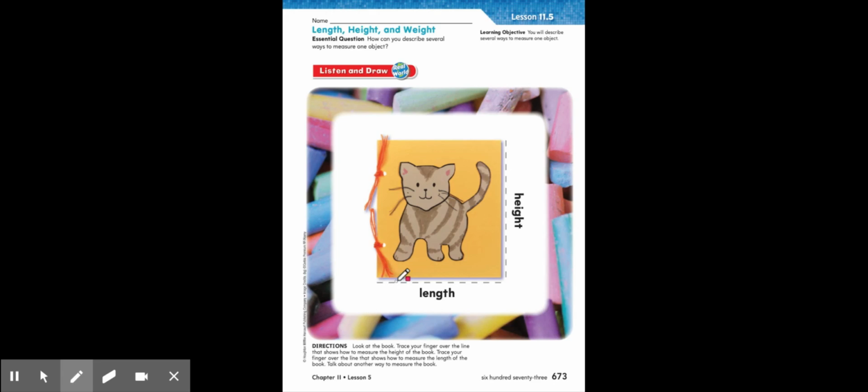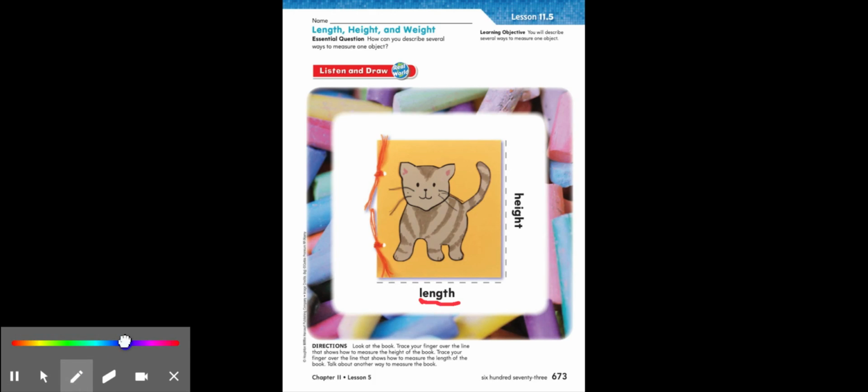Perfect. Length is right here. In this case, it's labeled here with the word length also. You can tell that that's the word length because I hear the sound L when I get my mouth ready to say the word length, and I see the L right here.